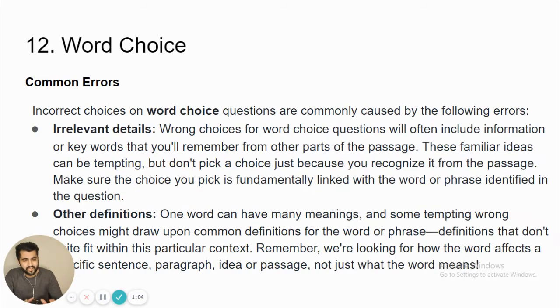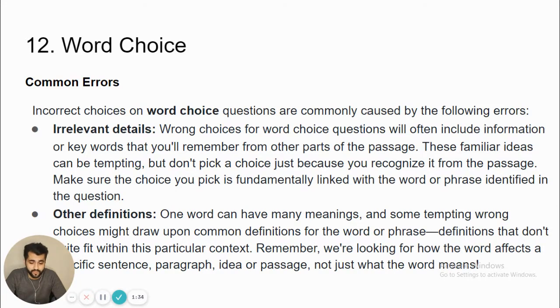So let's see the common errors. Number one is irrelevant details. Wrong choices for word choice questions will often include information or keywords that you will remember from other parts of the passage. These familiar ideas can be tempting, but don't pick a choice just because you recognize it from the passage. Make sure the choice you pick is fundamentally linked with the word or phrase identified in the question.